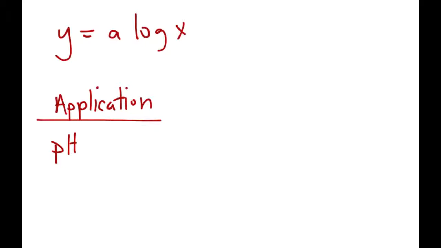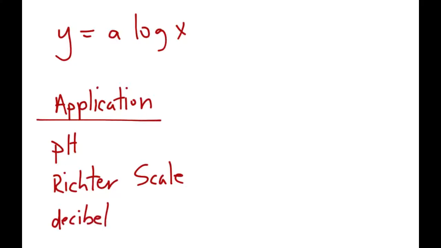Another one is the Richter scale, which measures earthquakes. The scale that they use to say how strong an earthquake is, whether it's a 5.8 or 4.2, basically follows a log graph. And another one is decibel level, which is sort of the loudness. So you go to a rock concert or whatever, and they tell you how many decibels it is. A decibel of 100 follows a log graph.